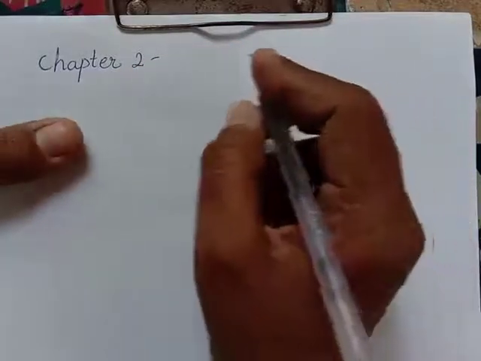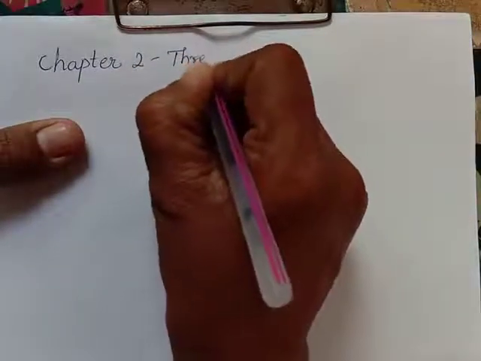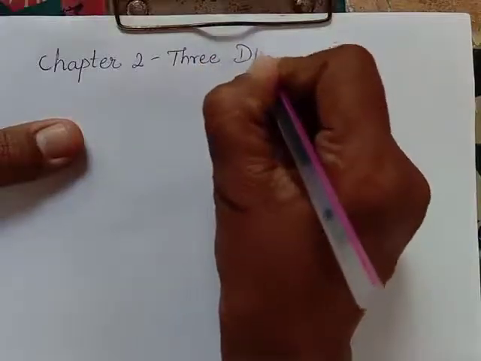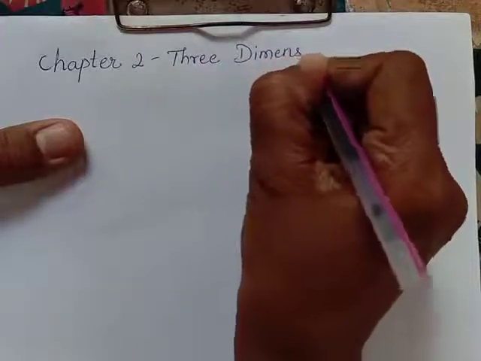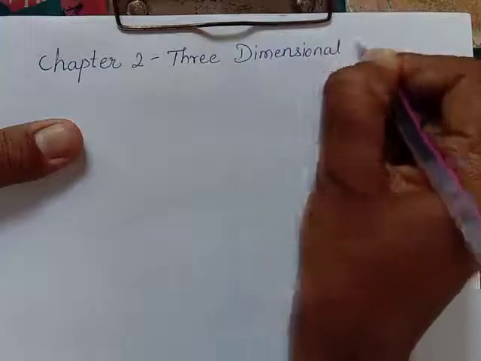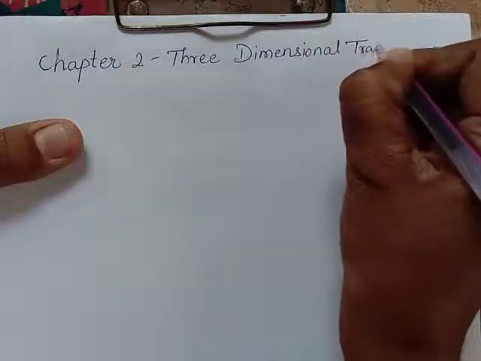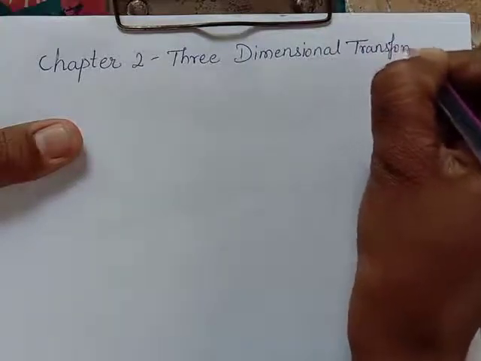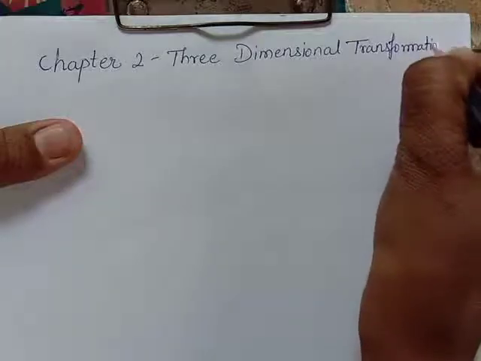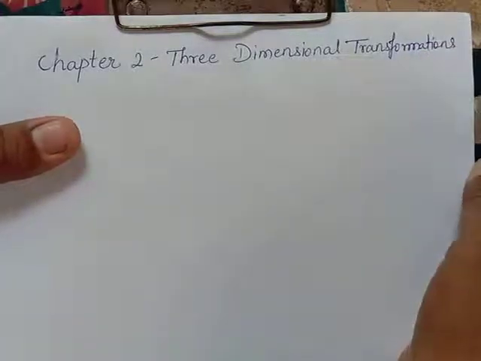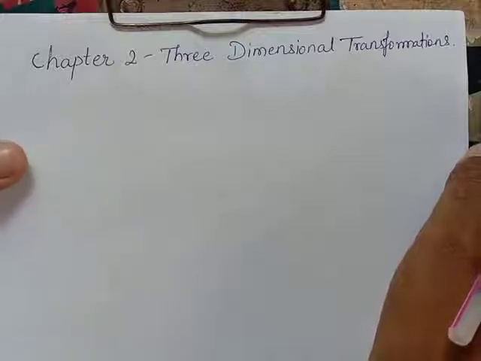Hello students, now let us start chapter 2 of computational geometry. The chapter name is three-dimensional transformations. Till the previous video we have seen two-dimensional transformations. Similarly, let us see the three-dimensional transformation.